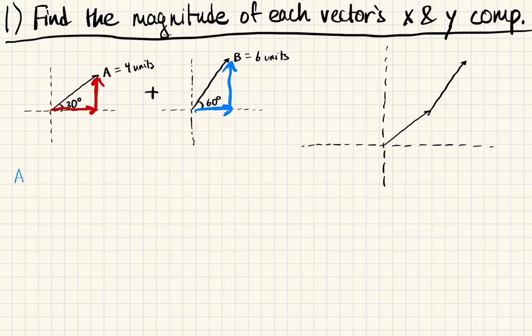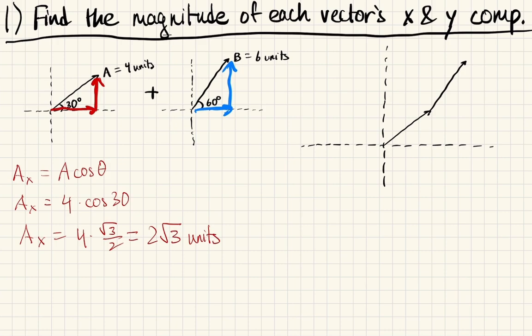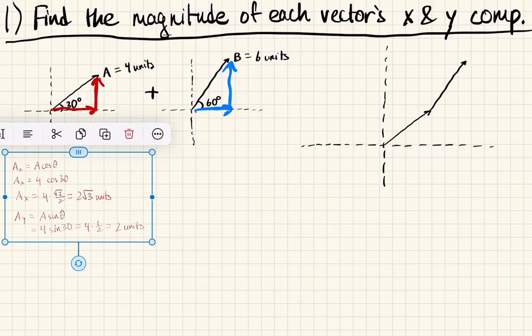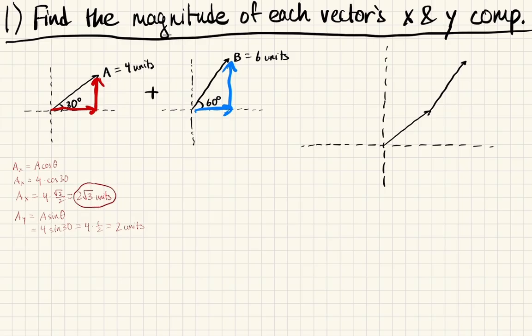Vector A's x component is going to be found by multiplying the magnitude of vector A by the cosine of the angle, okay? So that'll come out to this here, 2√3 units. So that's the x component's magnitude. And then for the y component, we'll do sine of the angle. And so that would give us 2 units, okay? If you're confused on how I did this, like I said, please refer to my previous video where I explained how to find the vector components. Okay, so we have this x component and the y component.